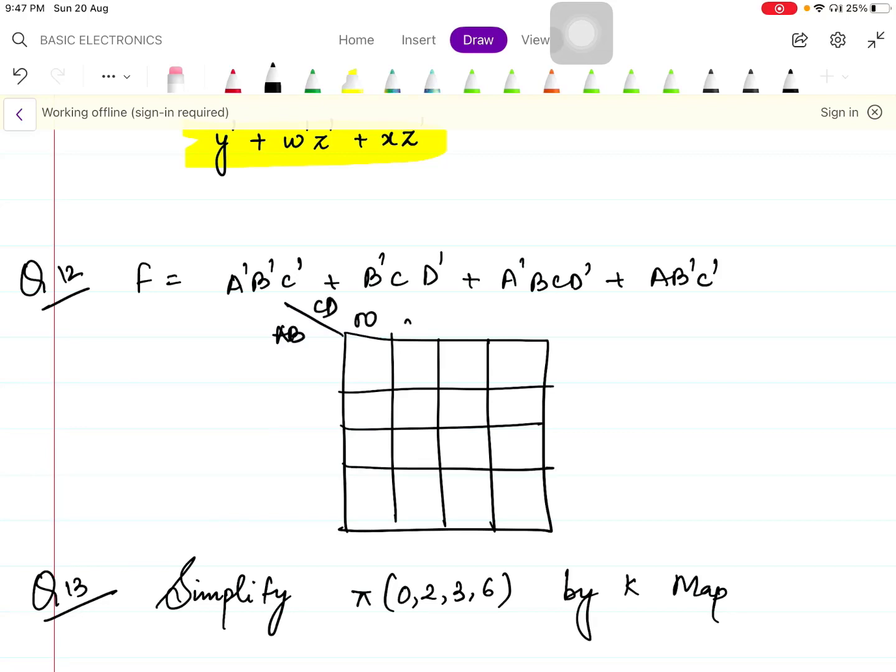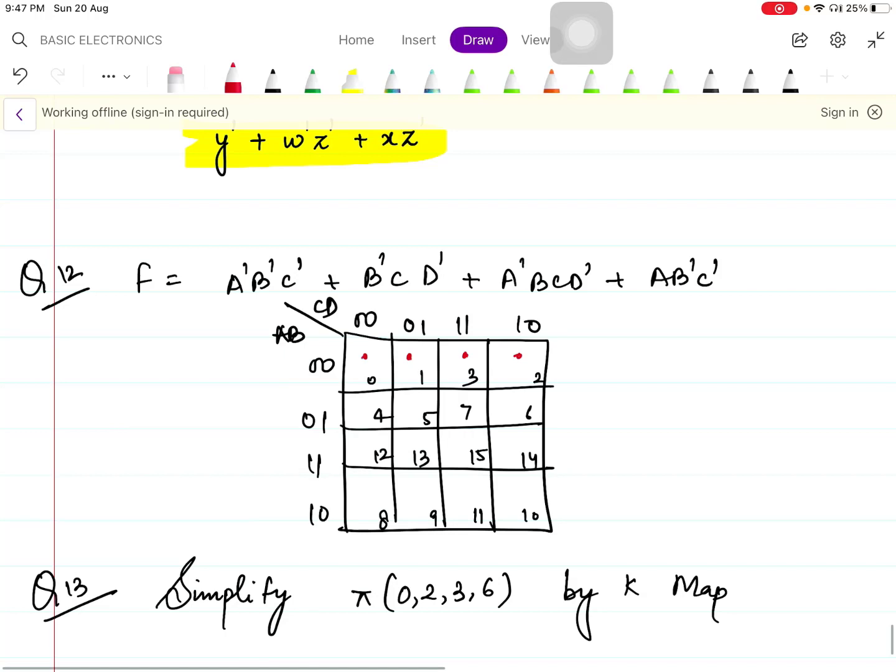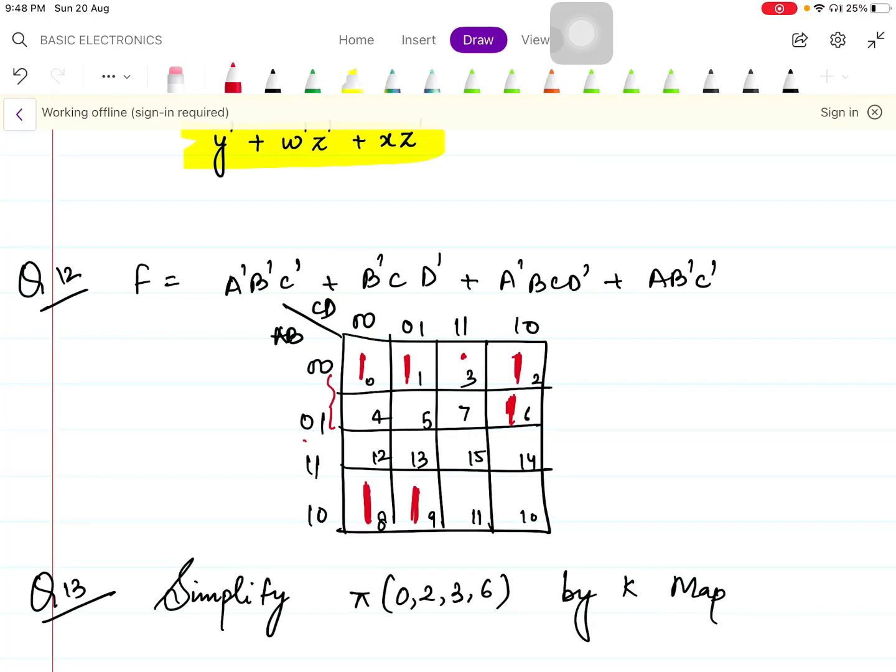Assign the variables, allot them the values. Now let us fill the minterms. So the first term is A bar, B bar, C. A bar, B bar means this whole row, okay? And C bar, that means here and here it will be drawn. So these are the minterms that will be filled for the first term. For the second term, it's B bar, C, D bar. B bar means these two rows basically. C, D bar means this one. So these are the minterms.